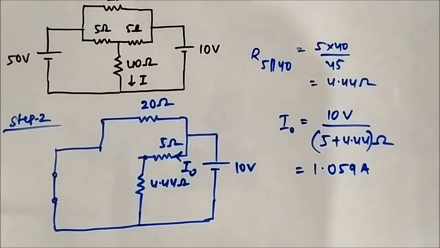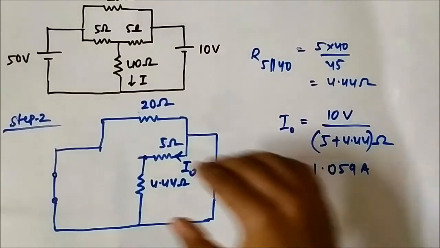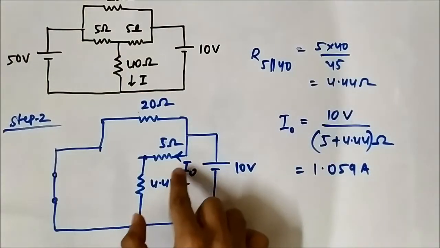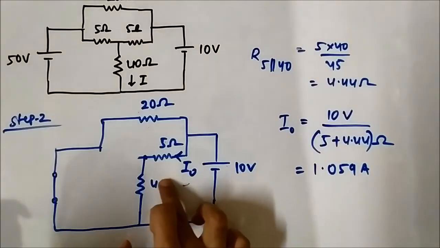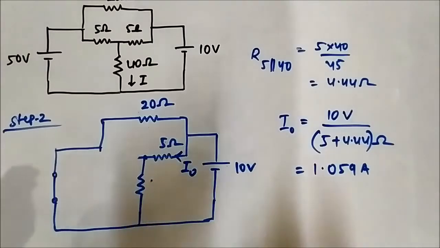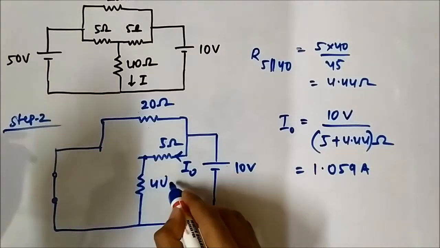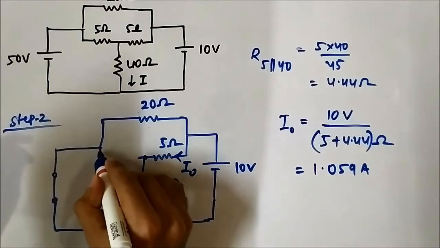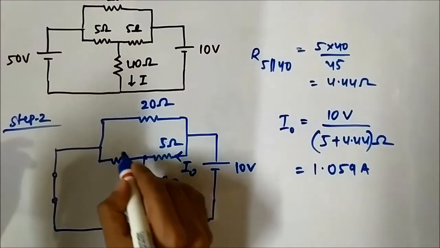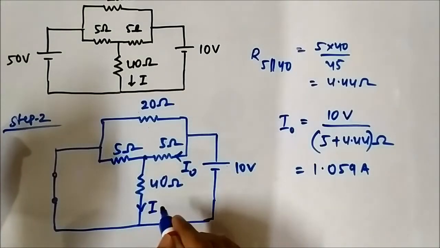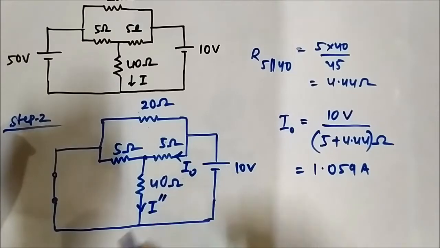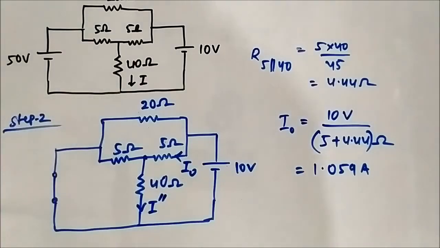Now again we will redraw the original circuit. We did all of this, the equivalent resistance and all of that, to find out this current I naught. Now let us redraw the circuit. It means this will again become 40 ohm. We did the same thing in the previous step as well, and we will redraw it as 5 ohm. Now we have to determine this current I double dash, let us call it.